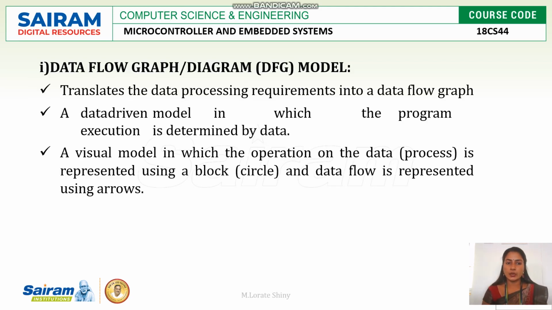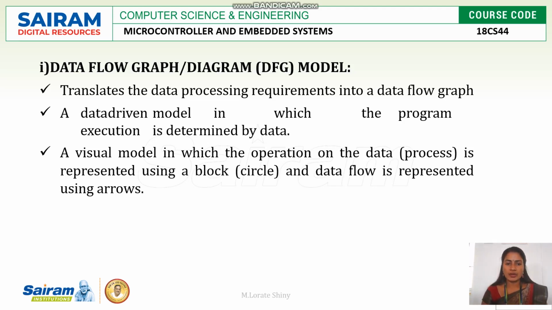First one is the data flow graph or diagram model, the DFG model. This DFG model translates the data processing requirements into a data flow graph. Here the program execution is determined by the data. In this DFG model, we will have only the data flow graph. There will not be any conditional execution. Program execution is determined only by the data.